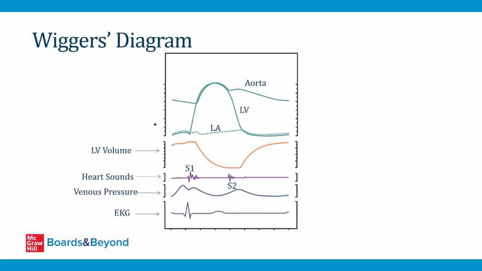And then going back to Wigger's diagram once again, you should be able to identify where the mitral valve closes right here, where the aortic valve opens here, where the aortic valve closes here, and where the mitral valve opens here. And you should know that everything from this point here to this point here is going to represent systole, and then things over here are going to represent diastole. And then when you know that, you can correlate events at the top of Wigger's diagram to all sorts of things down at the bottom, like EKG findings, venous pressure changes, and heart sounds.